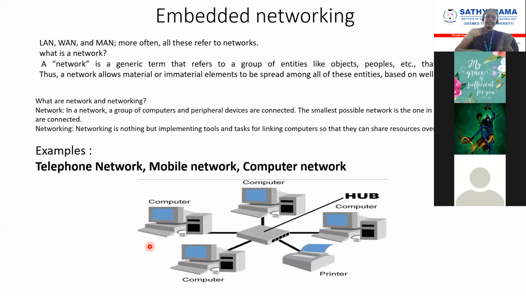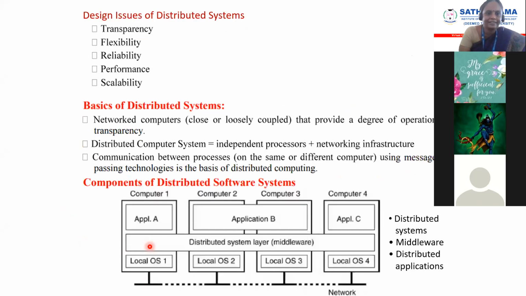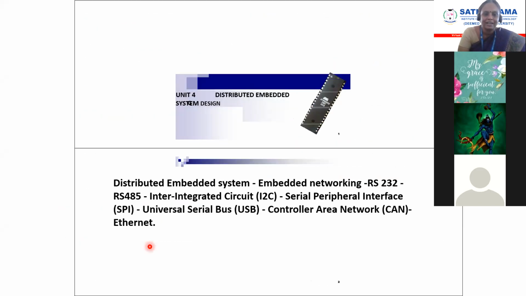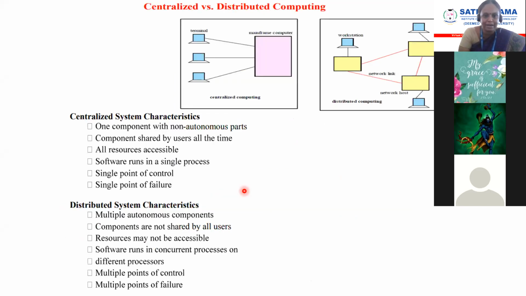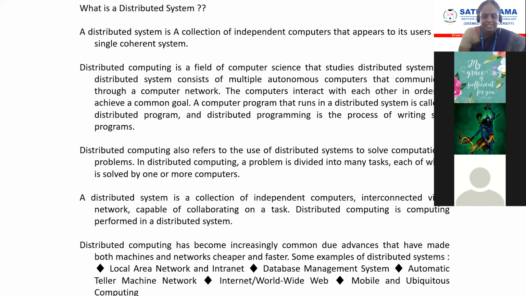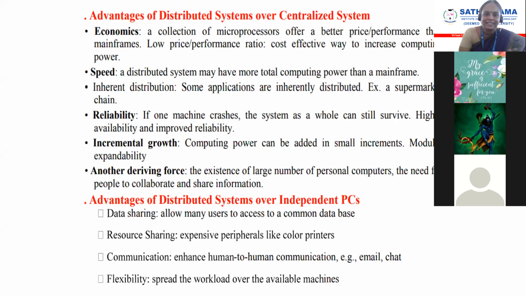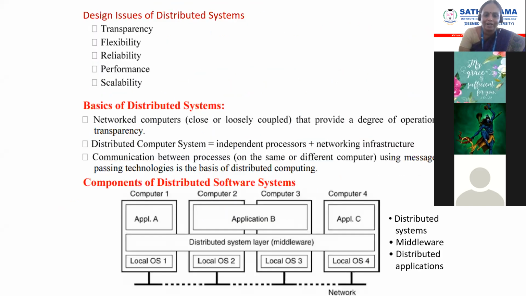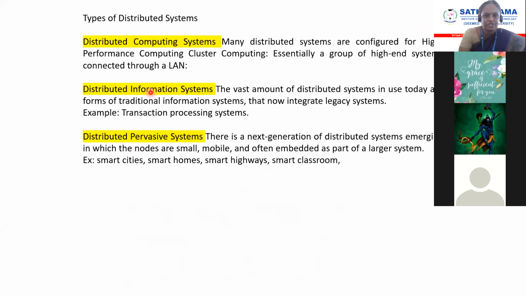Then embedded networking. For the distributed system, your syllabus gives only the terms distributed system and distributed embedded system. So we have compared centralized and distributed. What is a distributed system, where it is used, what are its advantages, and what is its architecture? A very simple architecture: one OS, one application, and a middleware distributed system layer. These are the types of distributed systems, connecting not only computers but also embedded parts and mobiles.